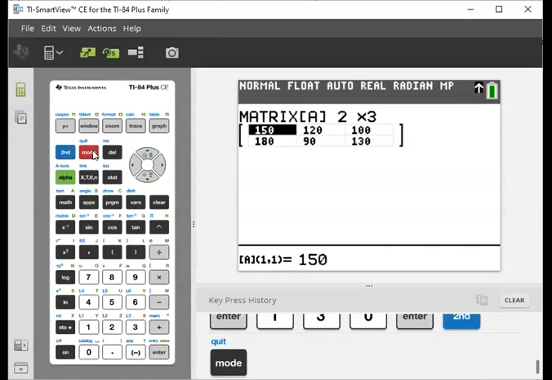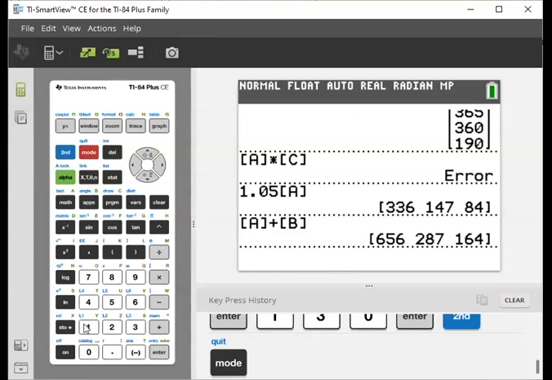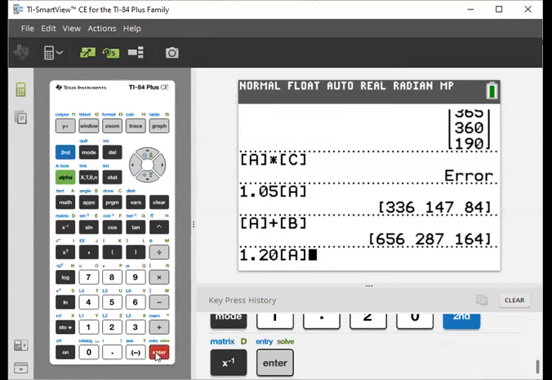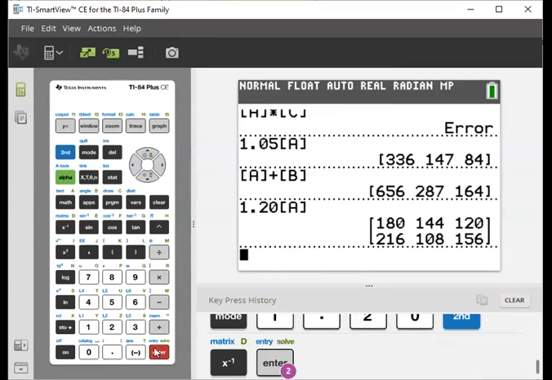Okay, I'm getting out of that. I'm going to type in 1.20 so that I can get the extra production that they're going to have in that next month. I think it's May. So it's 1.20 times, so second matrix, and I do want matrix A. I'm going to hit enter, and it's going to tell me my new numbers that this would be for the production that we're going to need for that next month.